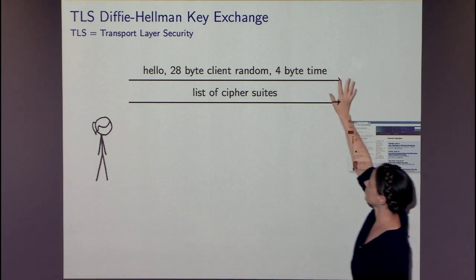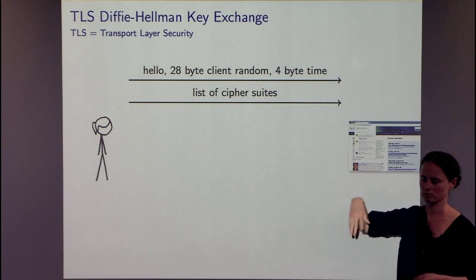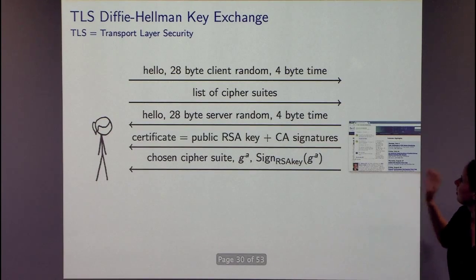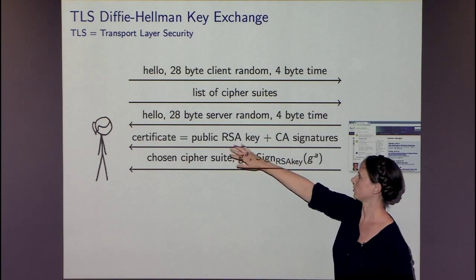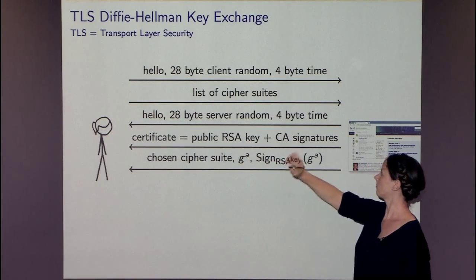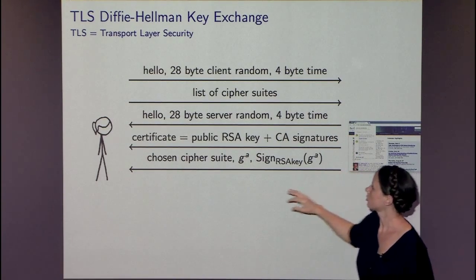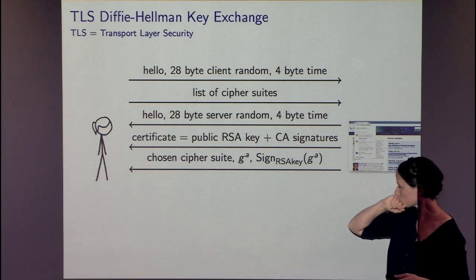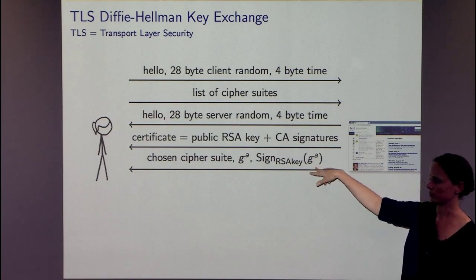Alice sends over a random value and the list of cipher suites that she's willing to support. So hello, I'm willing to speak RSA key exchange, Diffie-Hellman key exchange, elliptic curve Diffie-Hellman key exchange, whatever. Then the server responds with a random value. It sends over its certificate, which for our purposes will contain a public RSA key and a signature from a known trusted authority on that public RSA key. And then it will choose a cipher suite, which for our purposes, it'll say, okay, I would like to speak Diffie-Hellman with you. And it will send over its Diffie-Hellman key exchange value, and it will sign that key exchange value with its RSA public key.